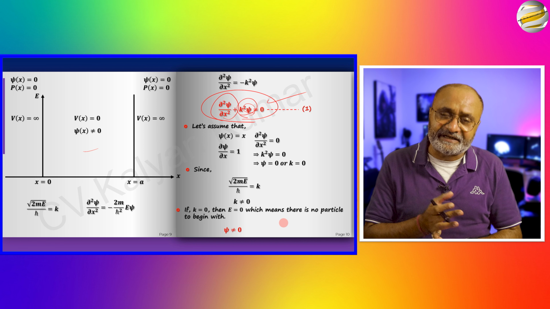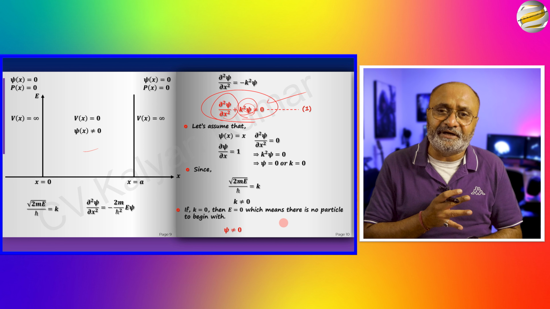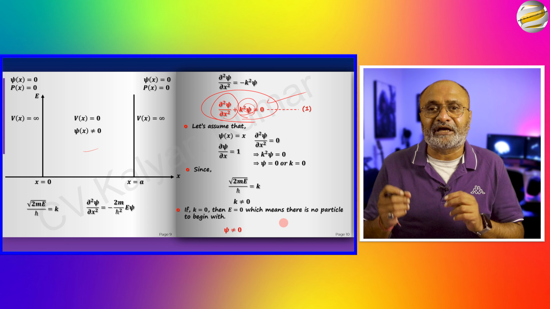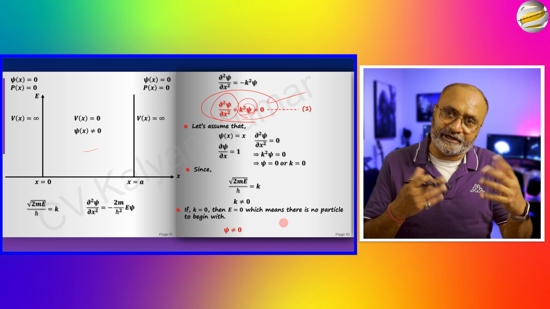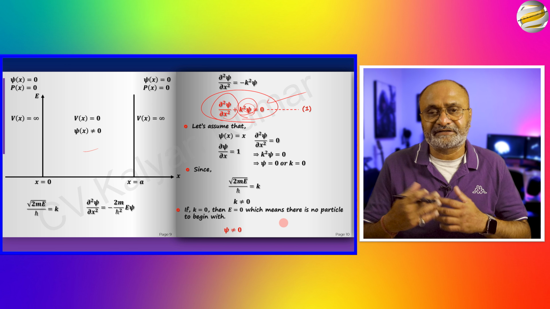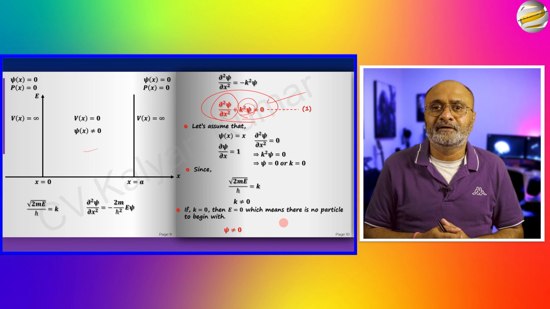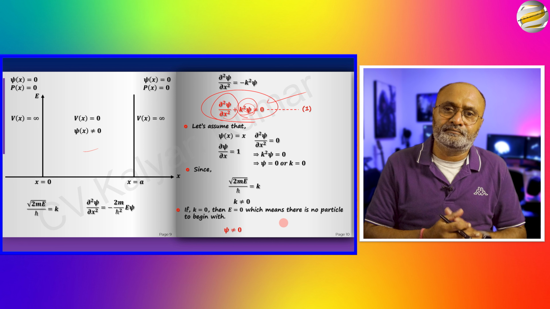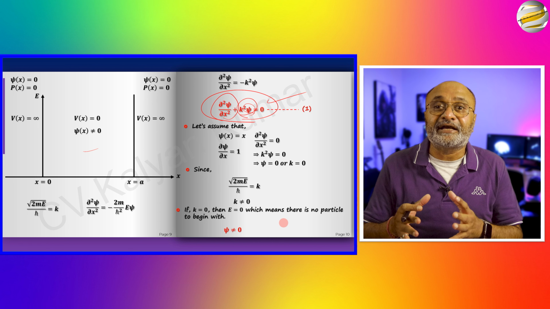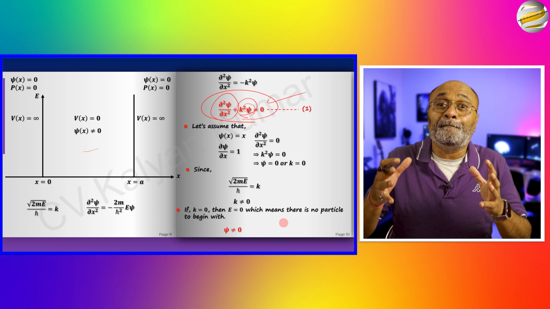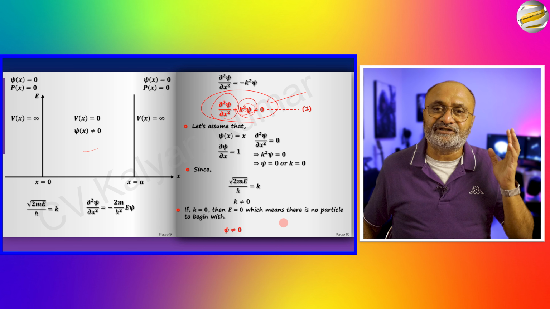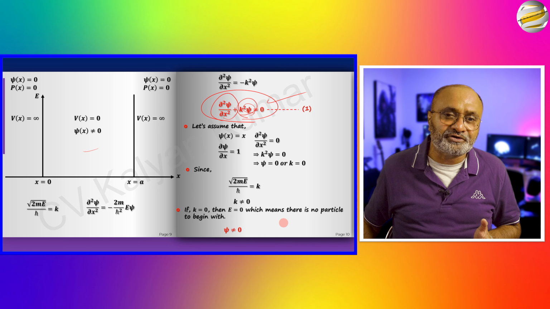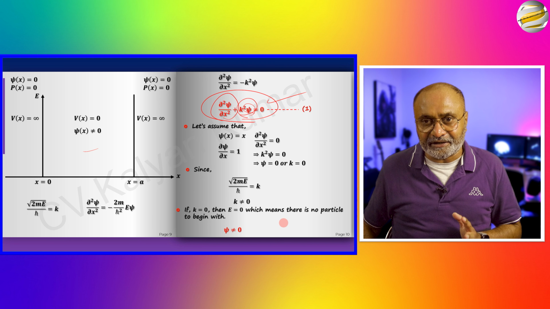It has to have a definite energy. It has to have a definite probability. And in this case, I cannot have both. Either k becomes 0, which means energy is 0, again no particle. Or psi is 0, again there is no particle. Psi square is 0, probability is 0. So this cannot be a valid solution by putting the boundary conditions. So as I said, this is not a valid solution to the differential equation. As we know, there is a particle.